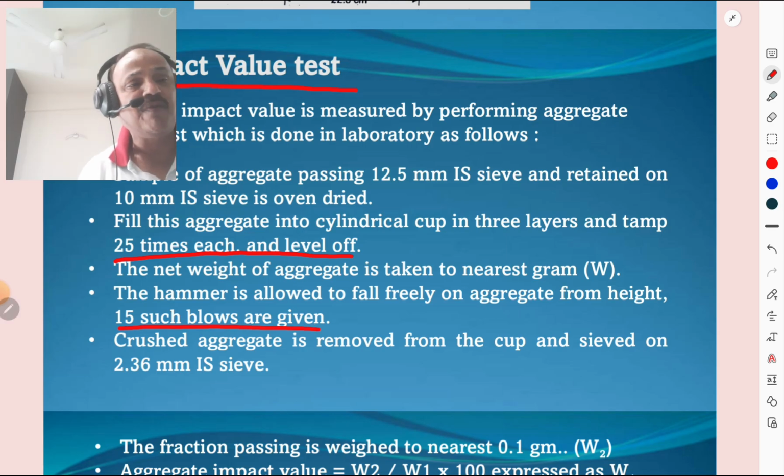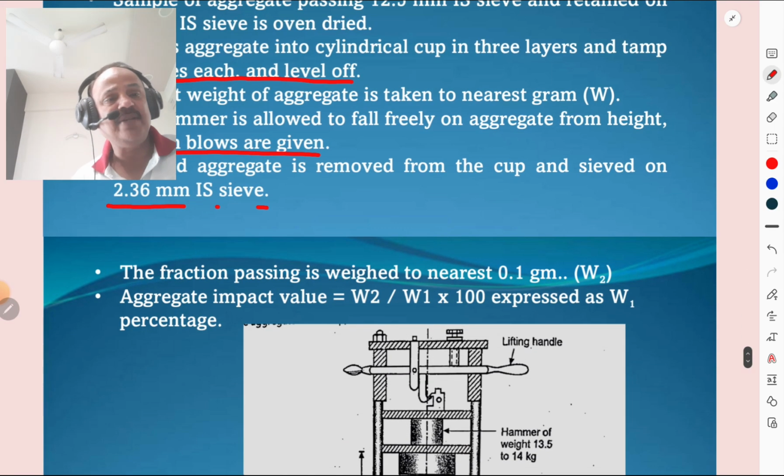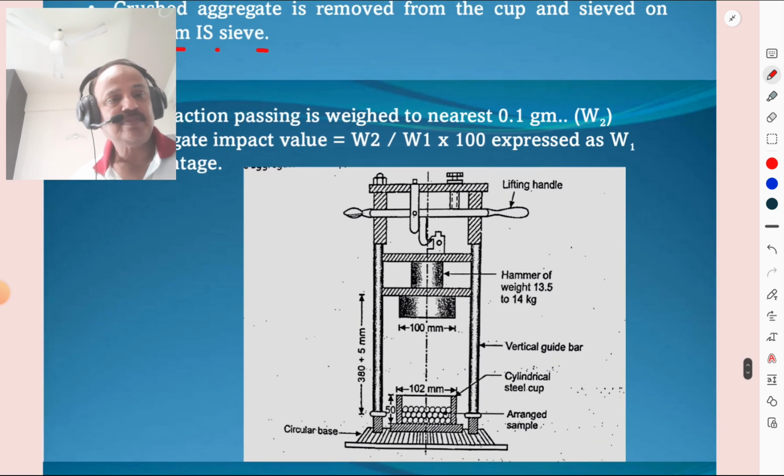Crushed aggregate is removed from the cup and sieved through 2.36 mm ISU, same as that of crushing value. The fraction passing is weighed to the nearest 0.1 gram, that is W2, and aggregate impact value is W2 divided by W1 multiplied by 100, expressed in percentage.